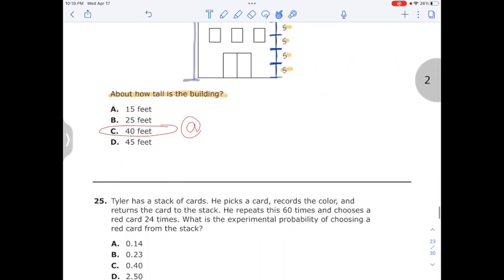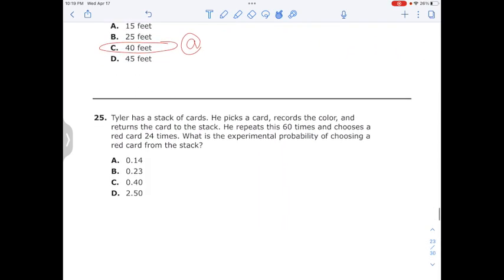Our last problem, you've almost made it. Tyler has a stack of cards. He picks a card, records the color, and then puts it back in the stack. He repeats this 60 times and chooses a red card 24 times. What is the experimental probability of choosing a red card from the stack? So he does this a certain number of times, and part of the times he gets red.